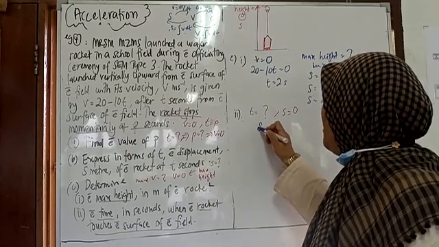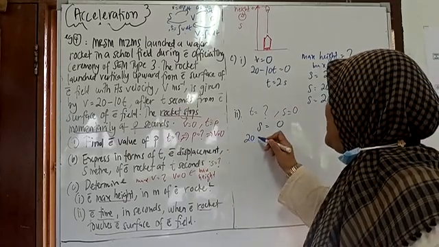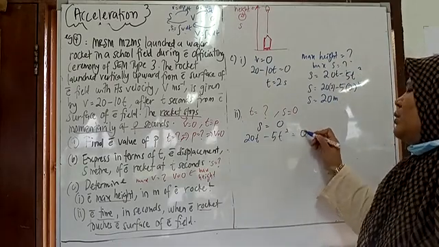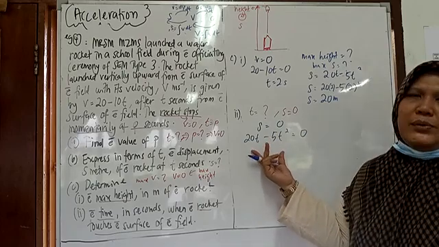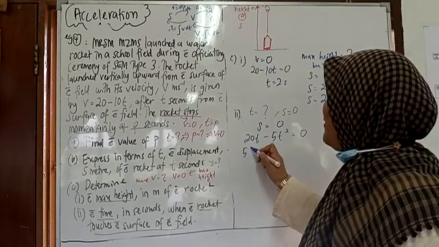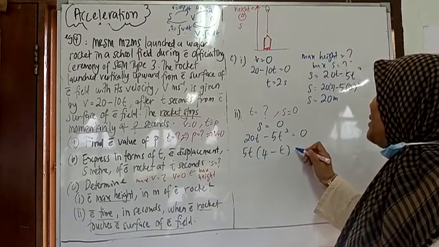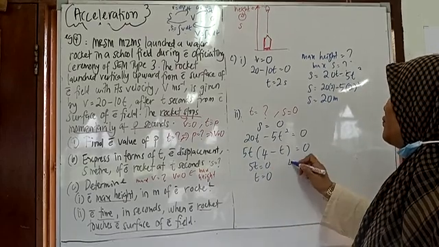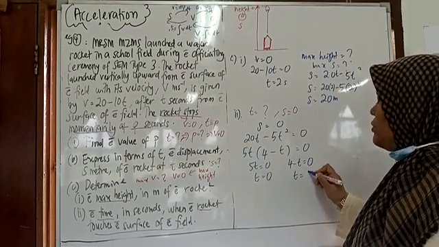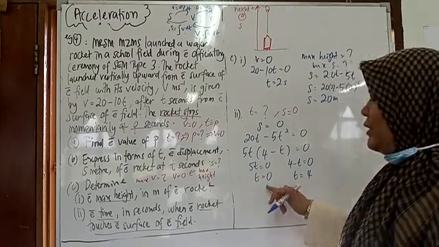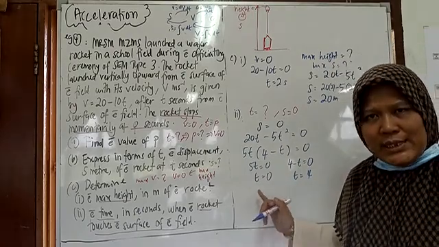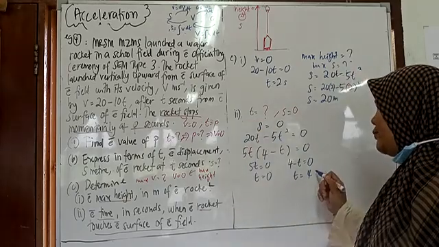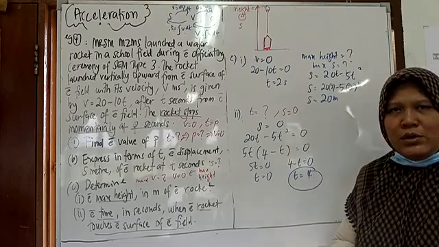So when s is equal to 0, 20t minus 5t squared is equal to 0. So what can we do here? We can factorize, so factor out 5t. So we have 5t times (4 minus t) equals 0. So 5t equals 0, t equals 0, or 4 minus t equals 0, so t is equal to 4. T equals 0 is the initial time. However, when it comes back to the ground, it will be when t is equal to 4.